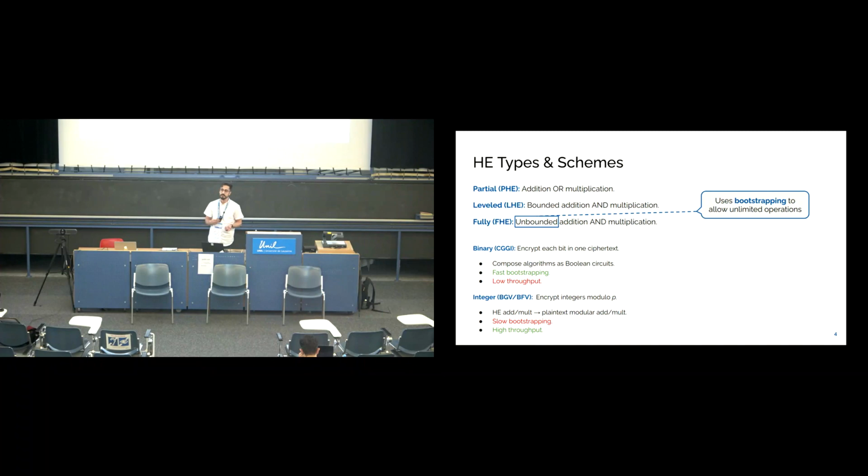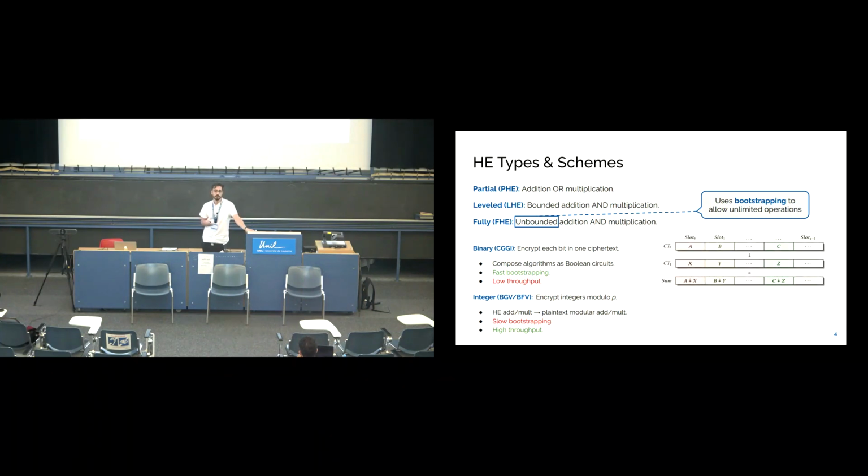On the contrary, we have integer schemes, such as BGV and BFV, that can directly encrypt an integer modulo a prime. Because of that, they have very fast addition and multiplication, and they correspond to plaintext addition and multiplication. However, we have very slow bootstrapping compared to the binary schemes, but very high throughput because they allow SIMD-like operations, where each ciphertext can include multiple integers. And when we do an operation between two ciphertexts, this corresponds to a vectorized operation.